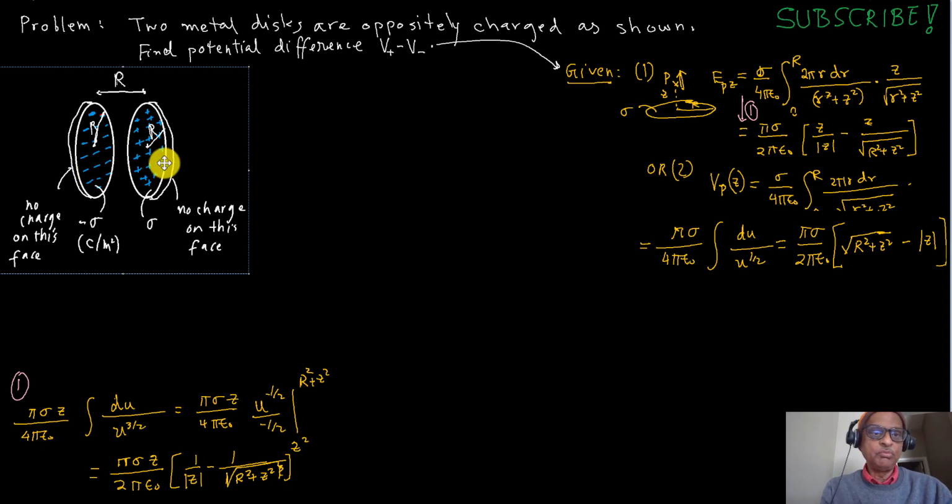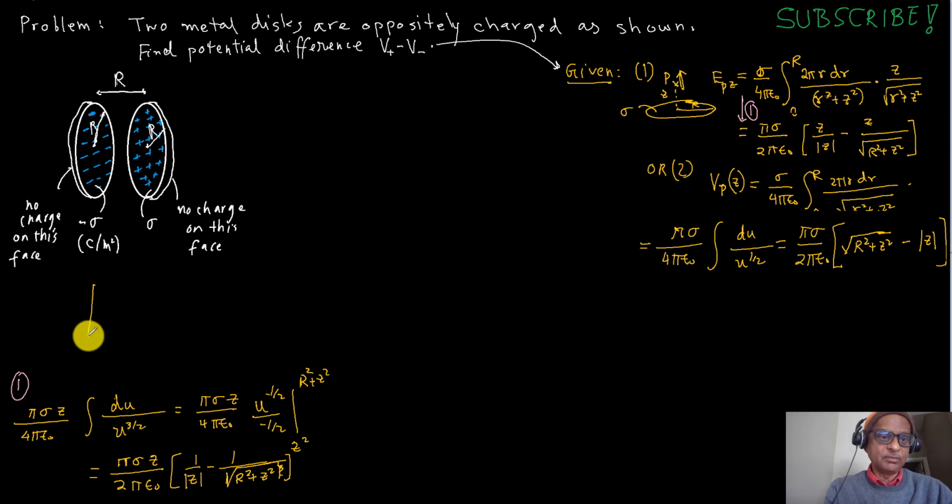So today we have this problem. You have two metal discs, one positively charged, one negatively charged, and they're facing each other.